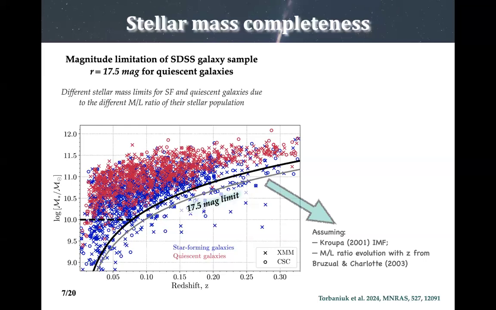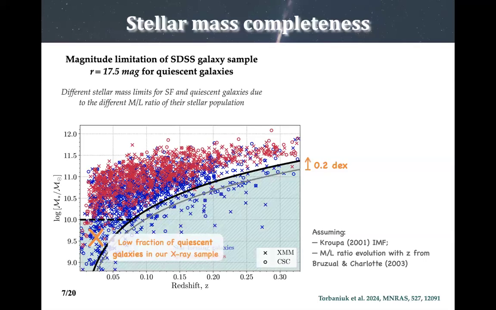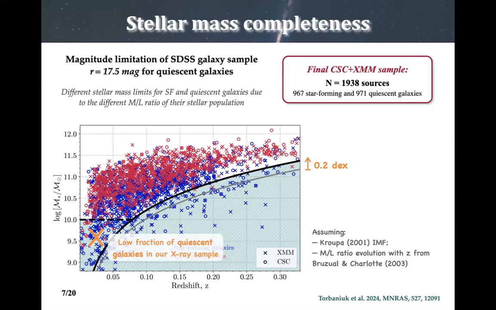Just to avoid incompleteness in our sample, we cut the lower part of our stellar mass distribution with redshift. It's a bit higher, like 0.2 dex up, and we remove everything with stellar mass less than 10, just to avoid comparing star forming without quiescent, because we have a low fraction of quiescent galaxies in these ranges. As a result, we have almost 2,000 objects, and they include both star forming and quiescent.